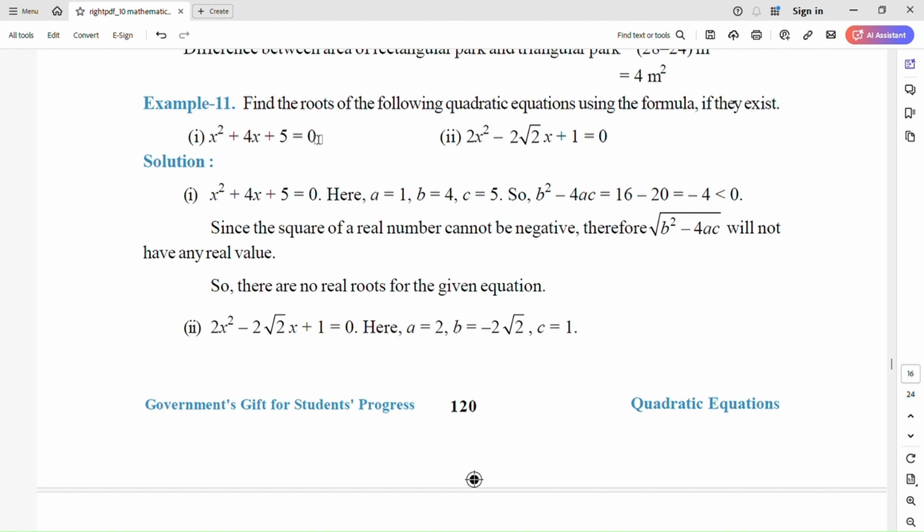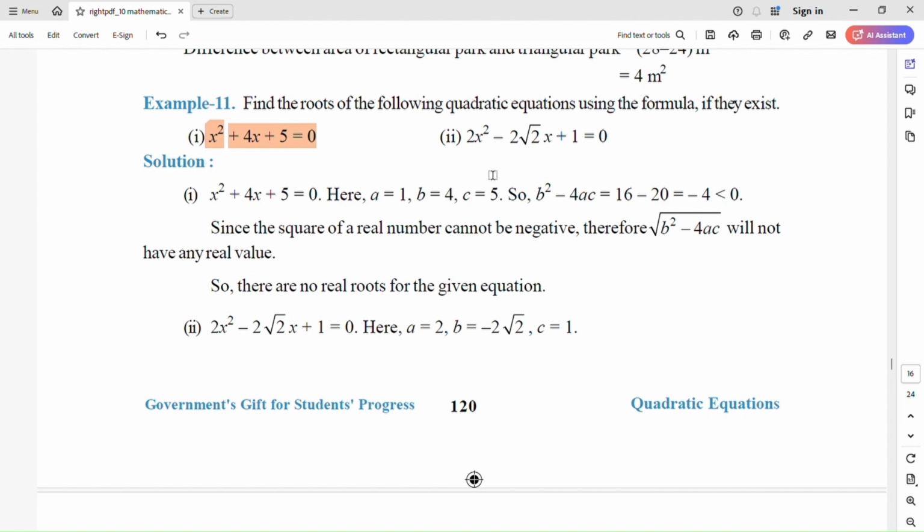So x square plus 4x plus 5 equal to 0. Here the a, b, c values are these. So check the discriminant, that is b square minus 4ac, which is equal to 16 minus 20, that is minus 4. So this definitely will not have real roots. No real root exists for this one.